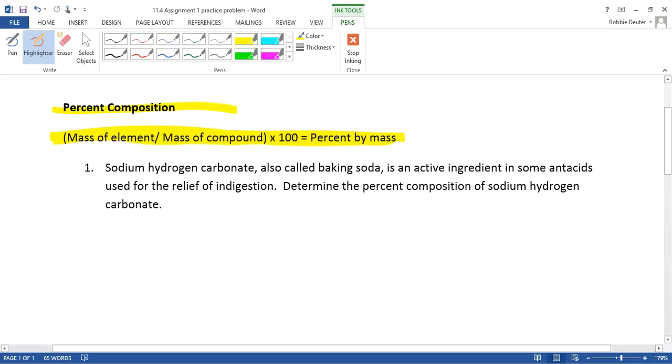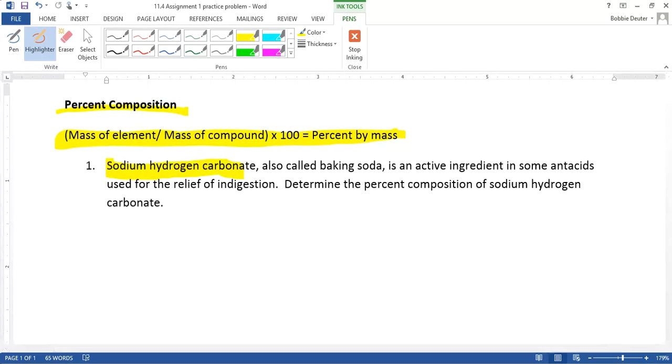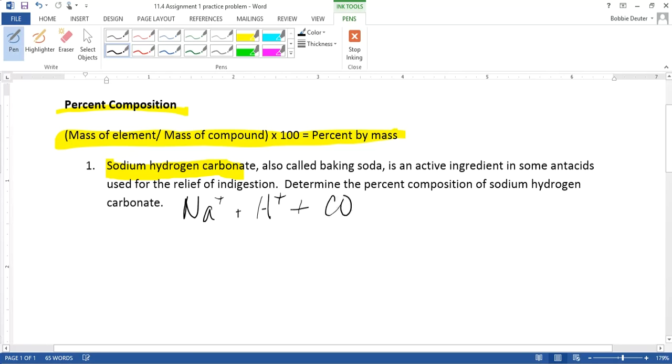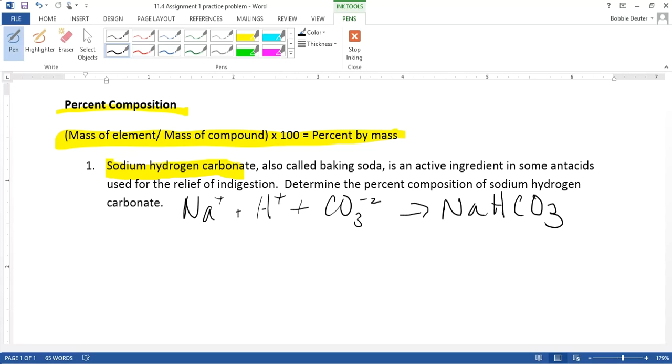And so first thing, when we start looking at this, you are going to be given things like sodium hydrogen bicarbonate. And so you're going to have to be able to figure out the chemical formula for that. So in this case, sodium Na has a +1, hydrogen +1, carbonate, and again polyatomic table, CO3 has a -2. The positives equal the negatives, so then the chemical formula for this is NaHCO3.